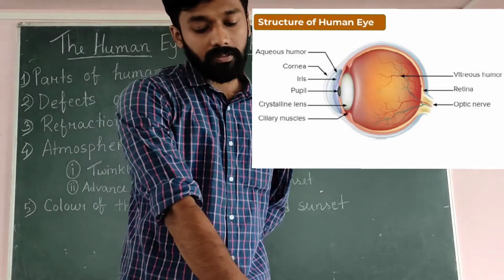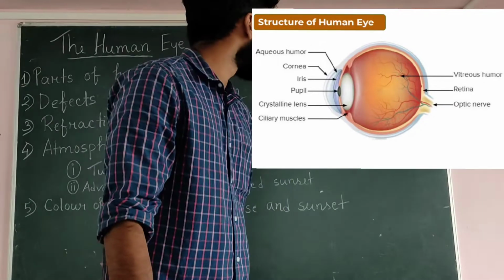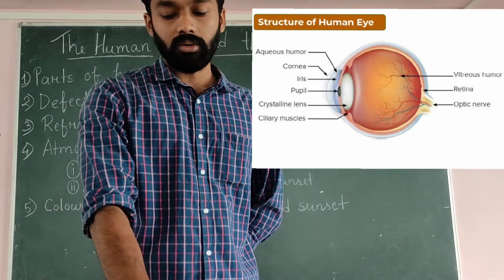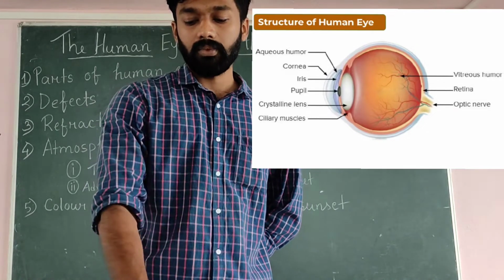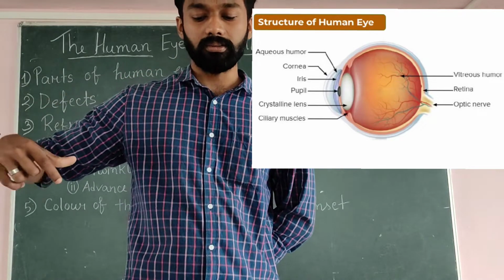What is the outermost structure of the eye? The bulged part of the eye is the cornea, through which the light is entering to the iris. Iris is the colored part of the eye. Through the iris only the light is entering through to the lens.